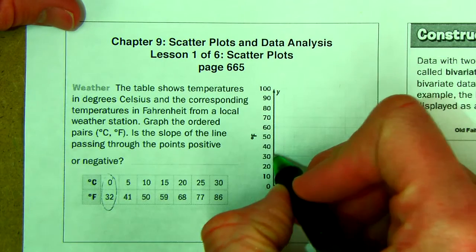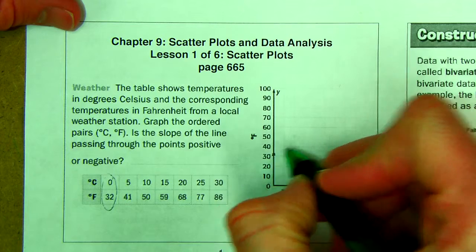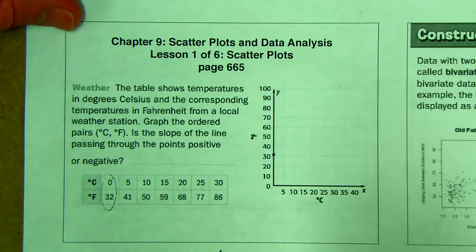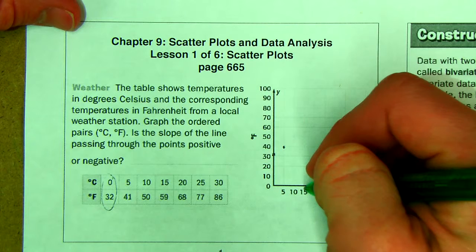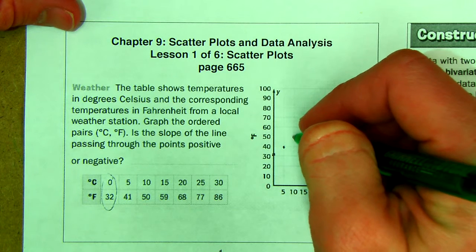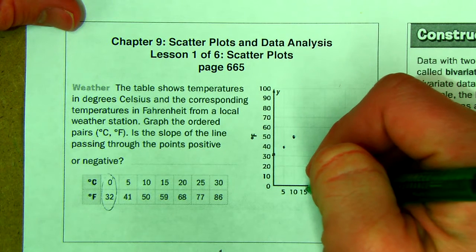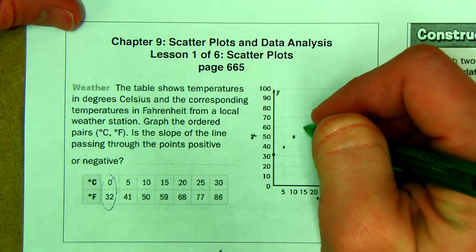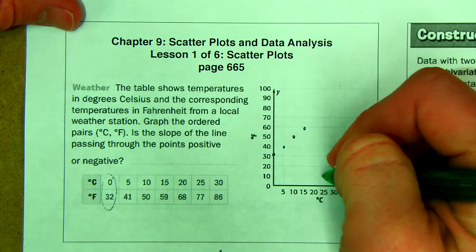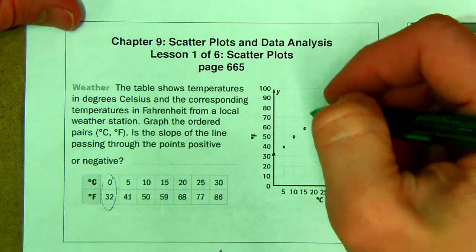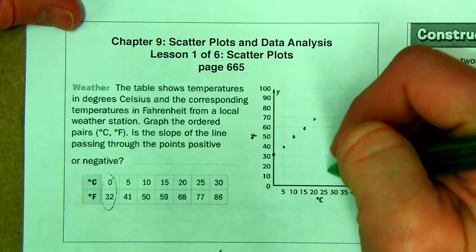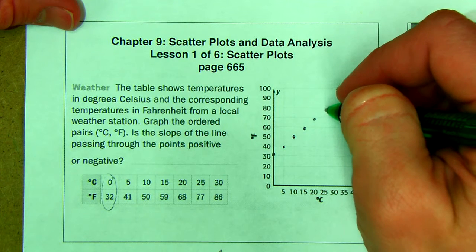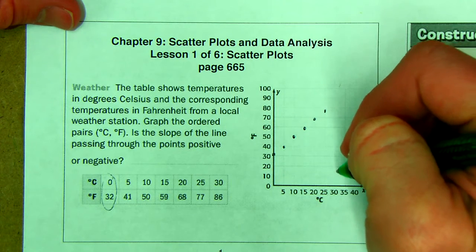5 is 41. 10 is 50. 15 is 59. 20 is 68. They do a good job of putting them in order. 25 is 77. And 86 for 30. So there you have it. There is our scatter plot.